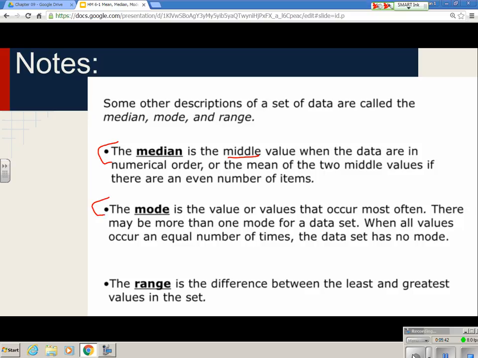Mode, this is when it is most often, is the way I remember this one. What number do you see most often? Oh, here it is. Write down that definition.